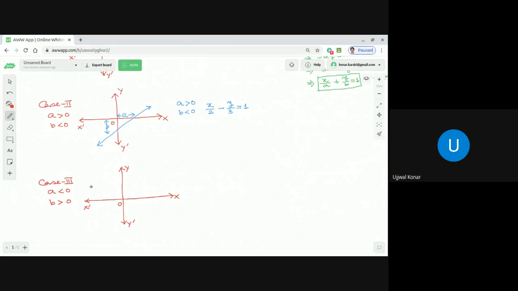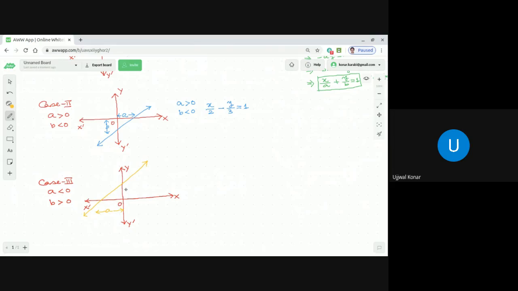That is origin. Now let me use a different color. So here A is less than 0 but B is greater than 0. A straight line will look like something like this. You see, dear students, here A is less than 0 because it is on the left hand side of the x-axis.